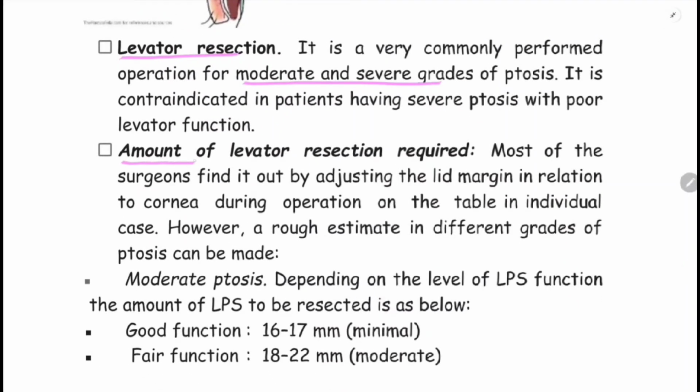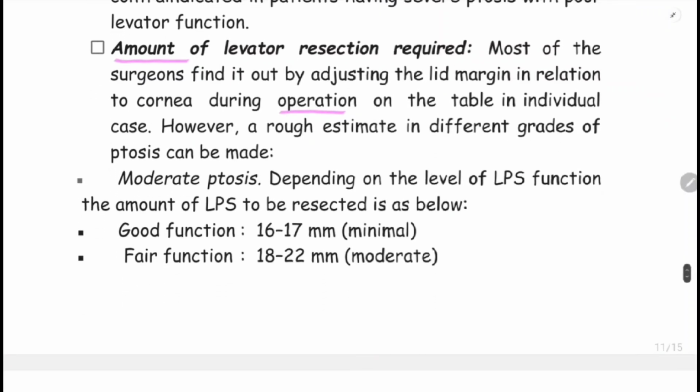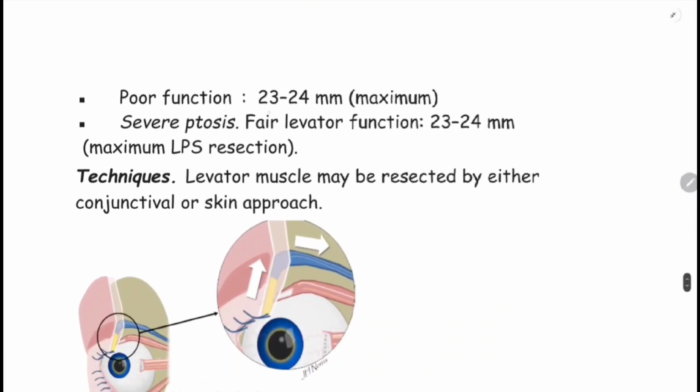Now, the amount of levator resection required, most surgeons find out by adjusting the lid margin in relation to the cornea during operation on the table in individual cases. However, a rough estimate in different grades of ptosis can be made. In moderate ptosis, depending upon the level of LPS function, if the function is good, then 16 to 17 mm, fair function, then 18 to 22 mm, poor function 23 to 24 mm. In severe ptosis, maximum LPS resection is 23 to 24 mm.